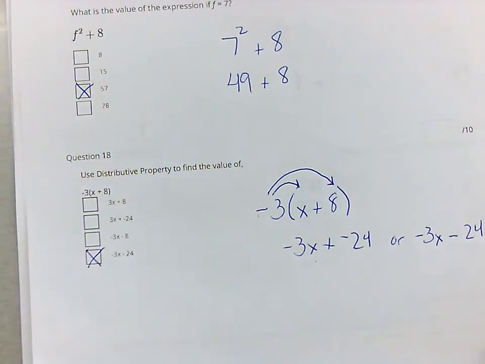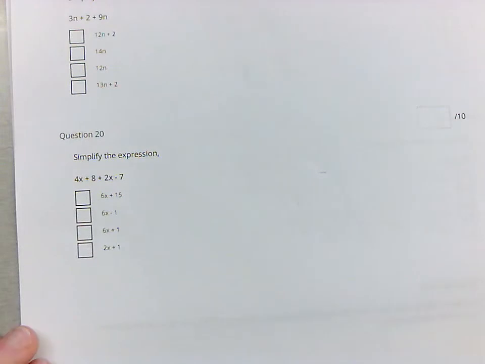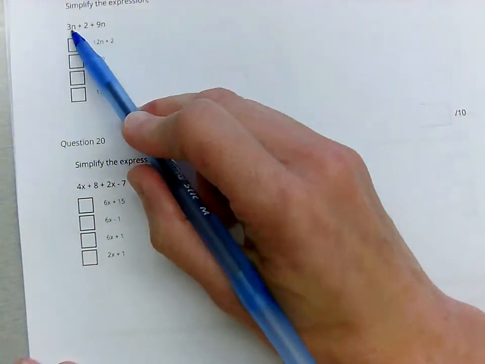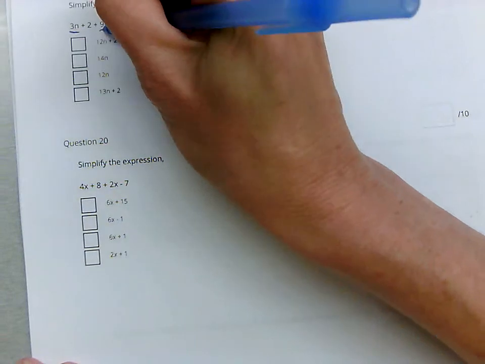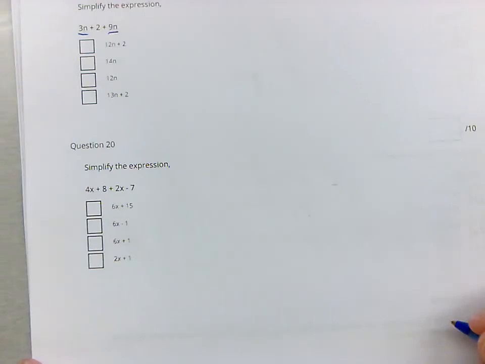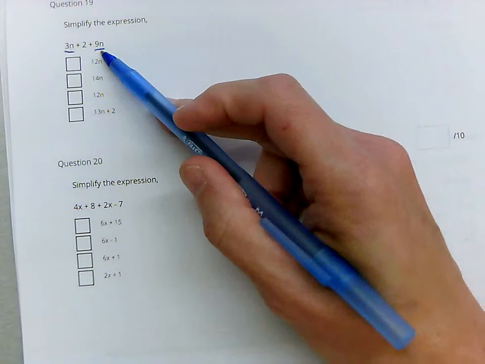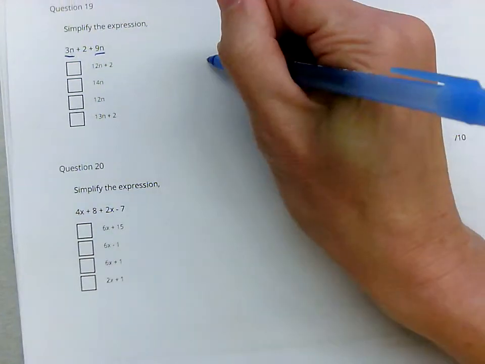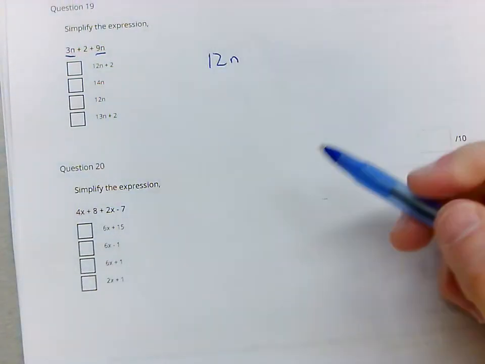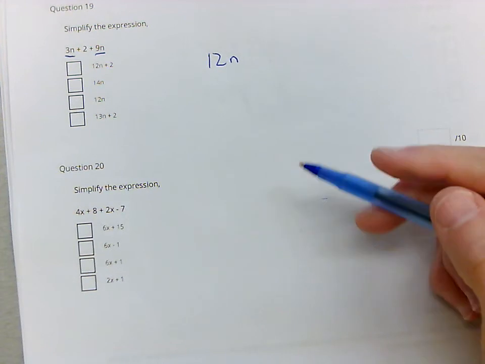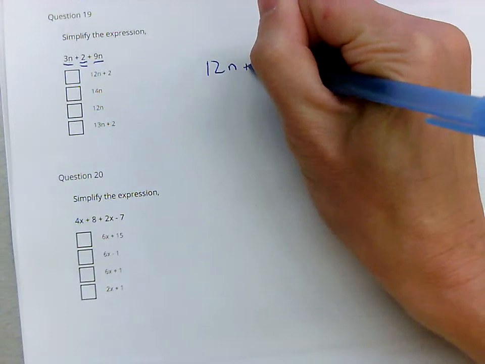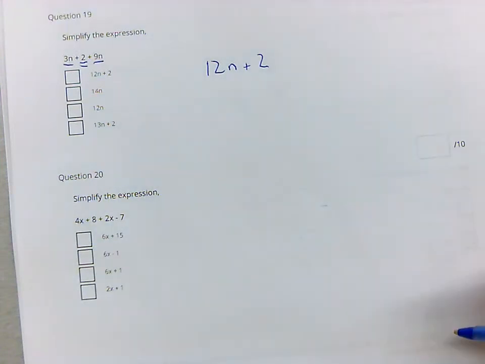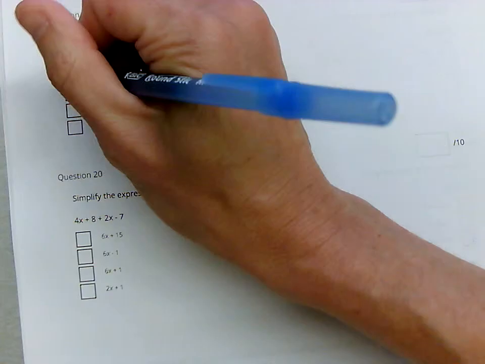Okay, 2 more. We're going to get through 20. Okay, simplify. 3n plus 2 plus 9n. So we're going to take those n's and simplify them together. Adding those together, we're going to get 12n, right? Like terms. And then 2 here is all by itself. There's nothing else to simplify it with. So plus 2. 12n plus 2.